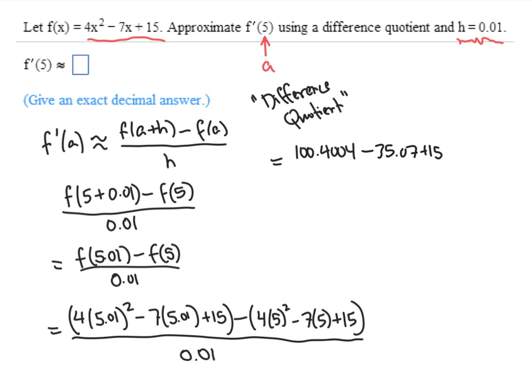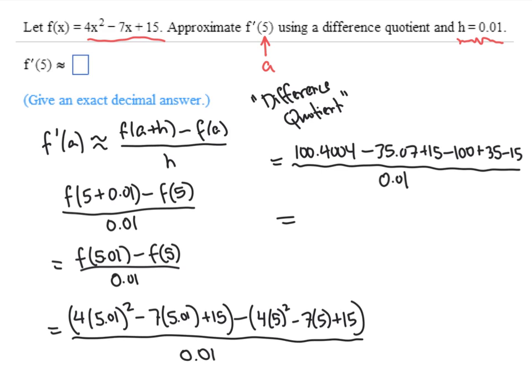4 times 5 squared, that's 100. So I'm going to distribute that negative sign, minus 100. Minus a minus is a plus. 7 times 5 is 35, but because we're subtracting the entire parentheses and we've got a minus on the inside, that becomes a plus 35. And then minus 15. So I've worked out that second set of parentheses and also distributed my minus sign. And that's still all going to be divided by 0.01.